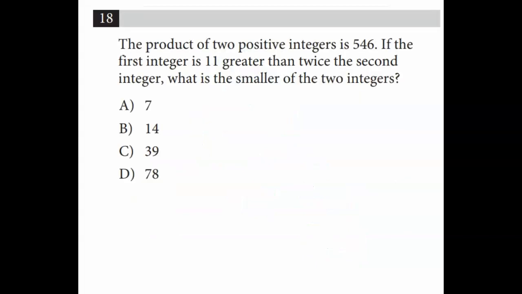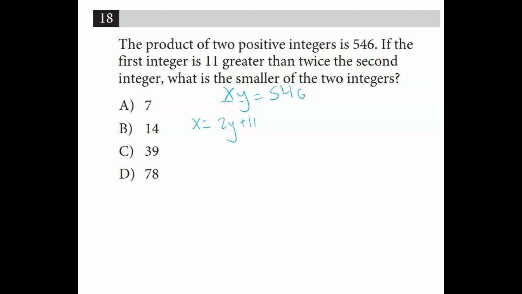All right, number 18. The product of two positive integers is 546. So I guess just x times y equals 546. If the first integer is 11 greater than twice the second integer, what is the smaller of the two integers? So let's pick x being greater. So we know x equals 11 greater than twice the second integer. So we know it's 2y, so twice the second integer plus 11, so 11 greater. All right, and knowing this, what is y?